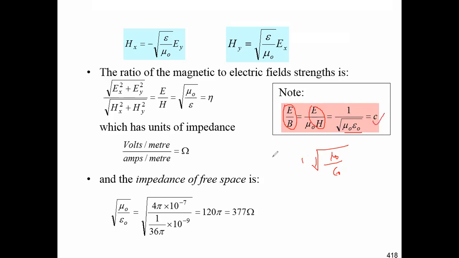E by B, but it's a very, very slight difference in notation. E by H is 377, but E by B is 3 into 10 to the power 8. See the huge difference. Can you observe the huge difference? If you make a slight mistake, everything will go wrong.